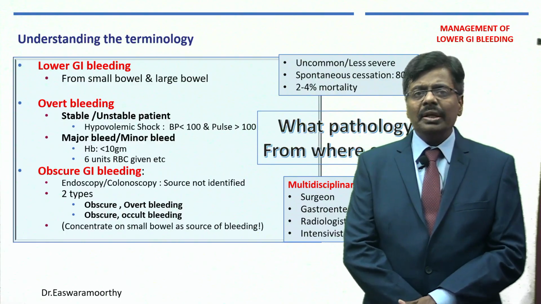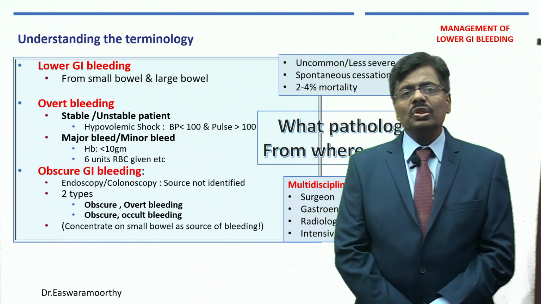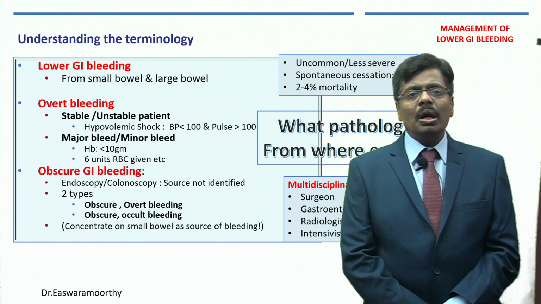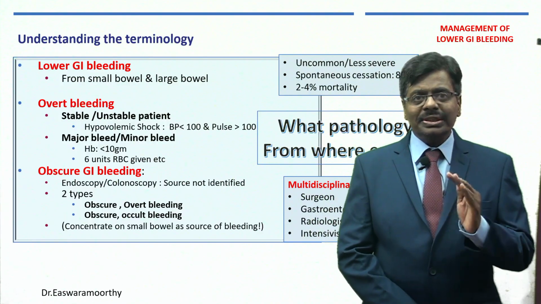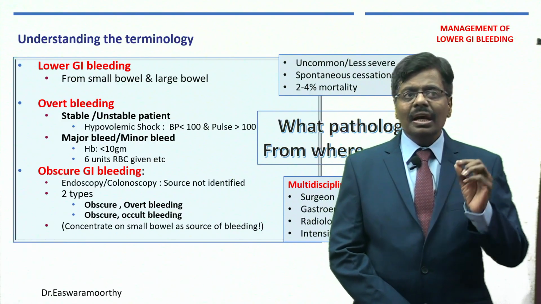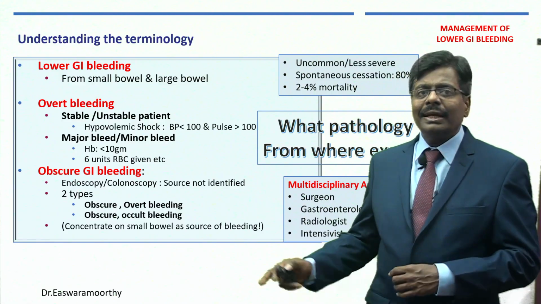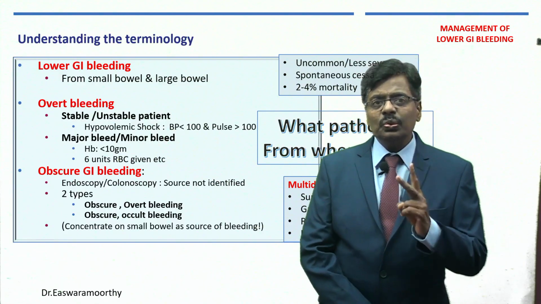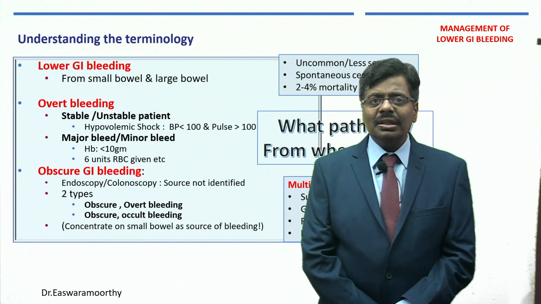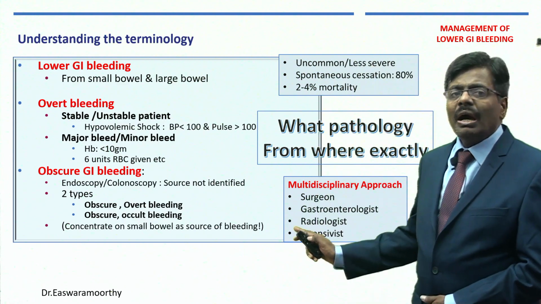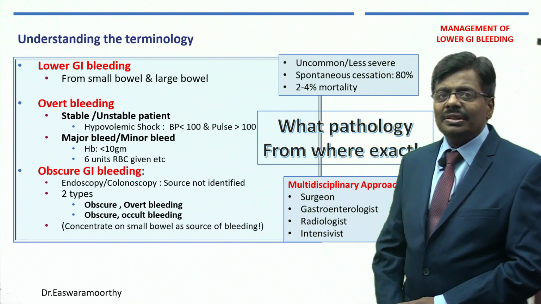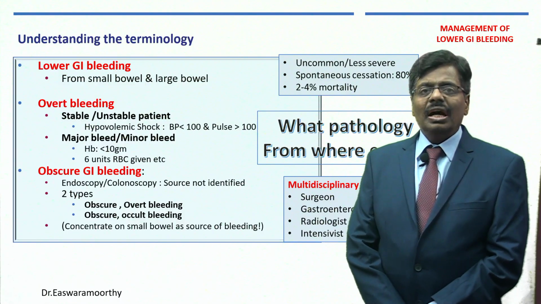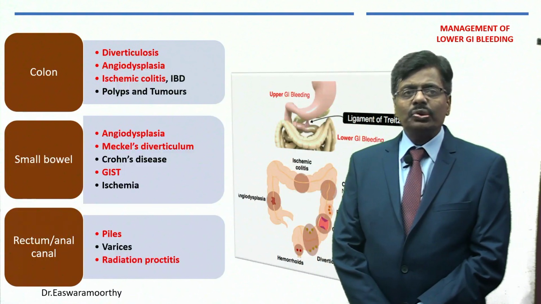Most of the obscure bleeding lesions are likely to be in the small bowel. So, we need to make efforts to evaluate the small bowel a bit more carefully. The challenge for us is to know where exactly it is bleeding and what pathology is the cause. So, these are the 2 challenges. As a surgeon we may not be able to manage alone; we probably need a gastroenterologist, an interventional radiologist and an intensivist, and a collaborative approach to this case.